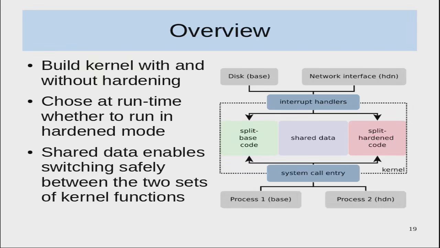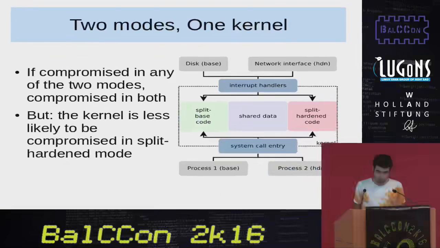At runtime, for instance at system call entry, for some processes we can say I'm going to use the split-base mode. For some other processes, I can say I'm going to use split-hardened mode. Similarly, for interrupt handlers, I can say this is an interrupt from the disk, I'm going to use base mode because I'm trusting my disk. But for the network interface which is connected to the internet, I'm going to use hardened mode because I'm not trusting that interface. But for the network interface that goes to my DB, I'm trusting that interface in the sense that it's very unlikely that I will have remote kernel exploits coming from there. So I put it in base mode because performance is very important. So essentially, we have two modes and one kernel.